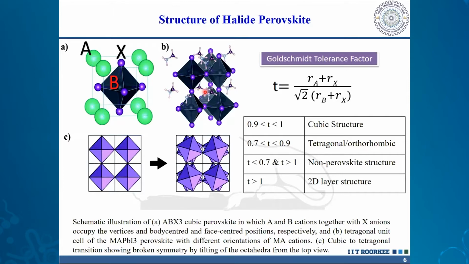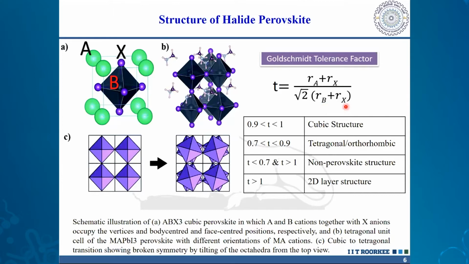Now, once somebody has experimentally made a perovskite structure, they usually confirm whether it is a perovskite structure or not by using the so-called Goldschmidt tolerance factor. The Goldschmidt tolerance factor is defined by T, which is given by this formula, where Ra is the radius of the A cation, Rb is the radius of the metal ion, and Rx is the radius of the halogen.